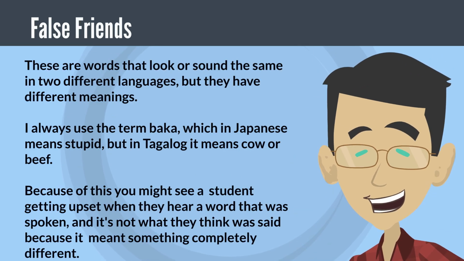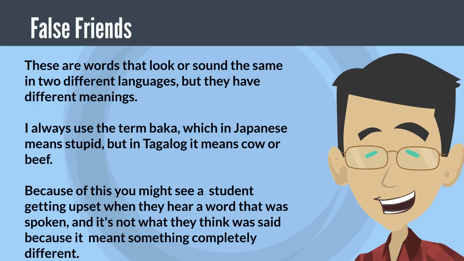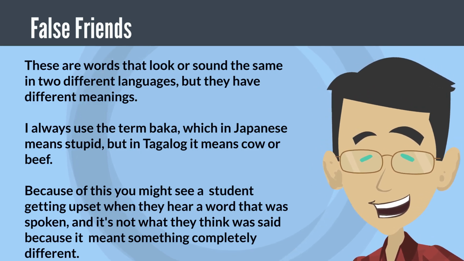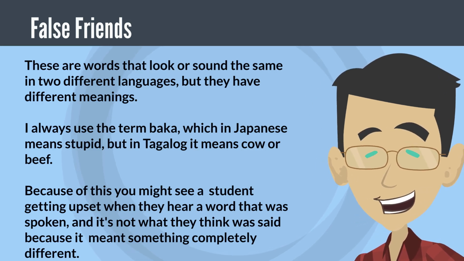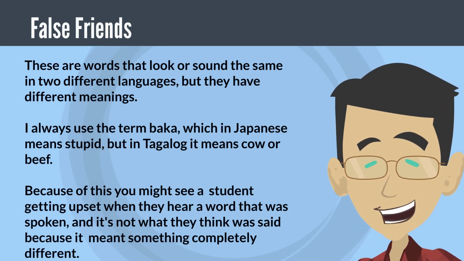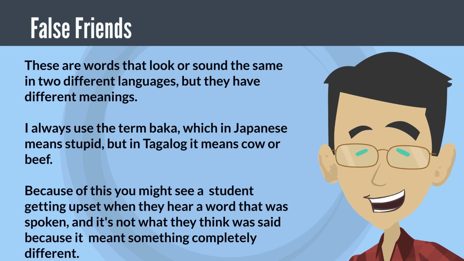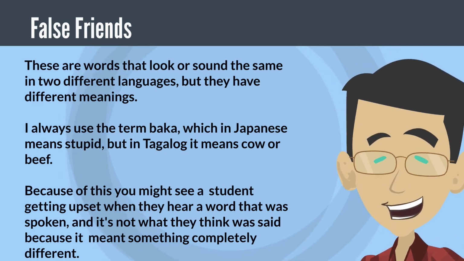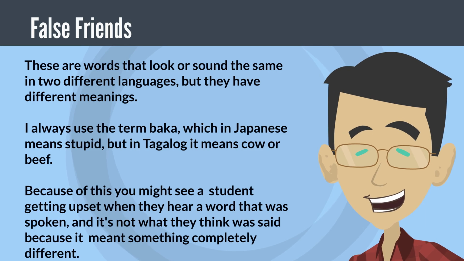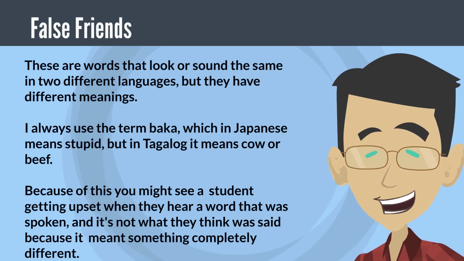False friends. These are words that look or sound the same in two different languages, but they have different meanings. I always use the term baka, which in Japanese means stupid, but in Tagalog it means cow or beef. Because of this, you might see a student getting upset when they hear a word that was spoken, and it's not what they think was said, because it meant something completely different.